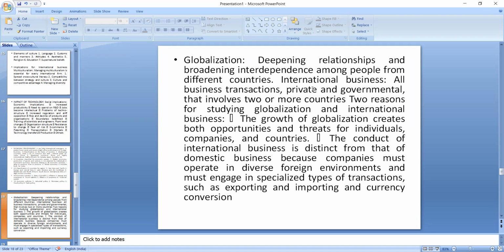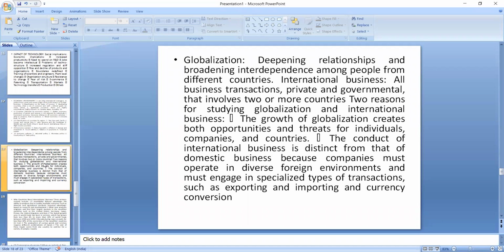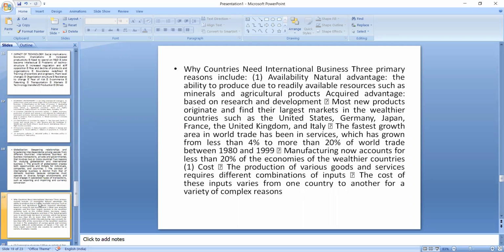The conduct of international business is distinct from that of domestic business because companies must operate in diverse foreign environments and must engage in specialized types of transactions such as exporting and importing and currency conversion. Already discussed about the foreign exchange rates. Why countries need international business? Three primary reasons involve availability of natural advantage, the ability to produce due to readily available resources such as mineral and agricultural products, and acquired advantage based on R&D.